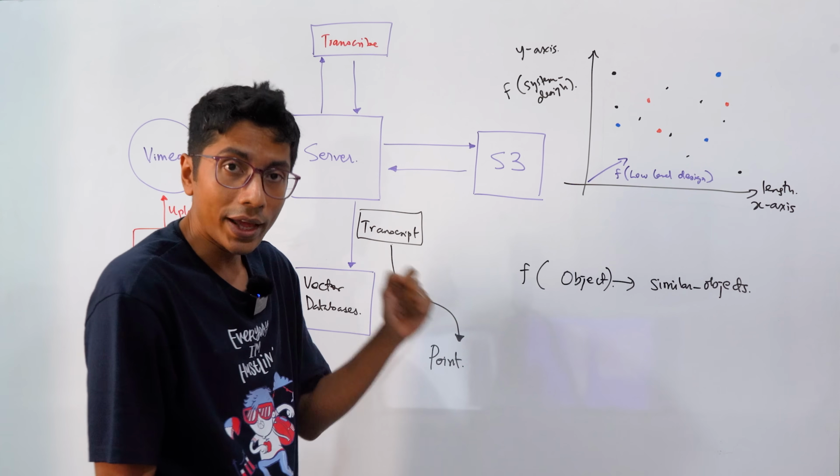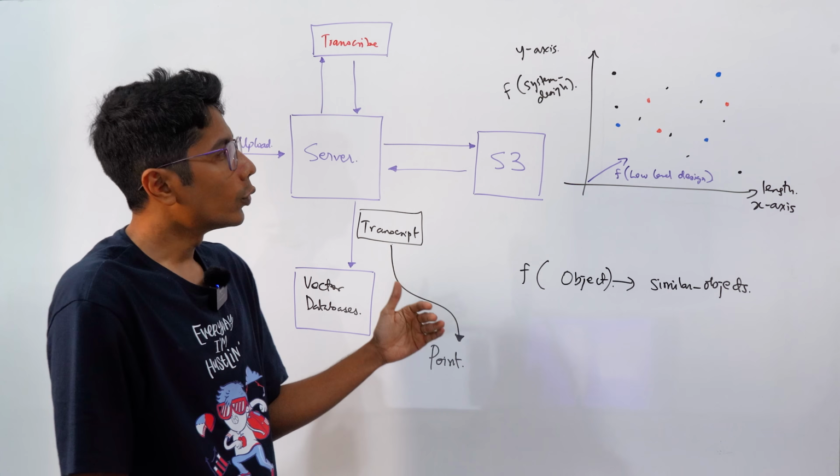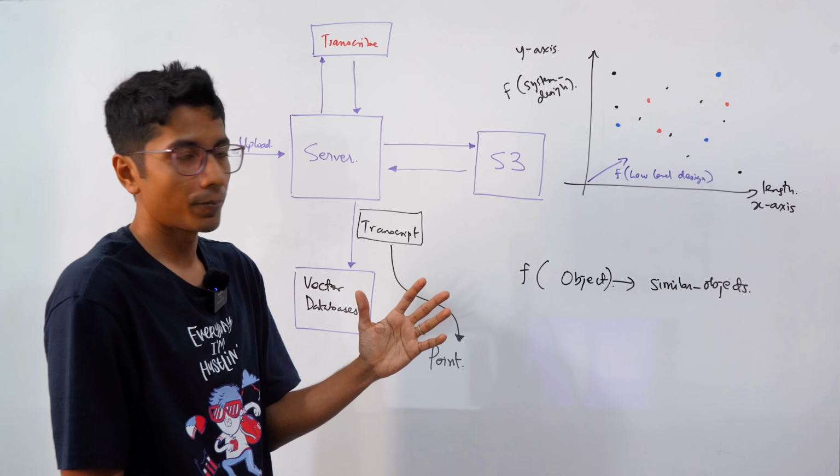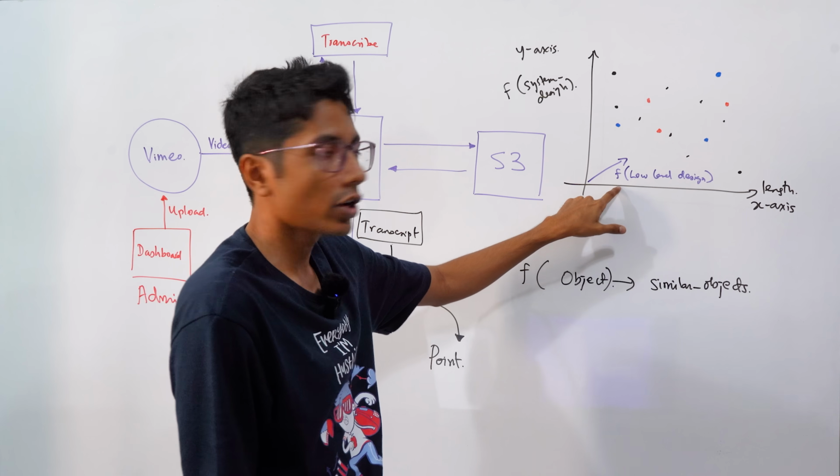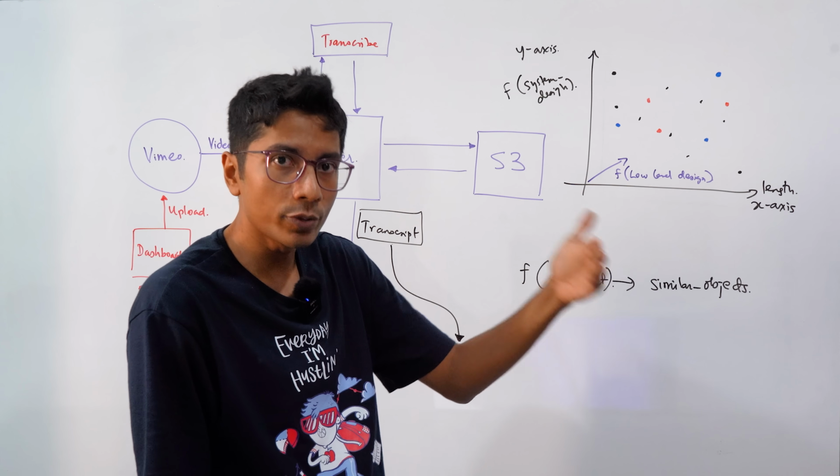Now, if I get a query for low-level design, which points do you think will be relevant for me? The ones having blue, right? High frequency of low-level design, that's maybe something I should be targeting.